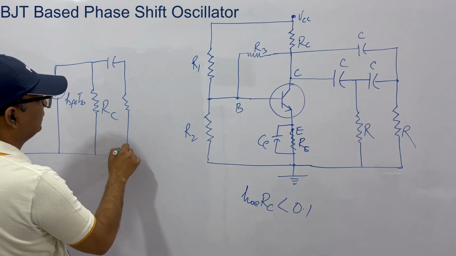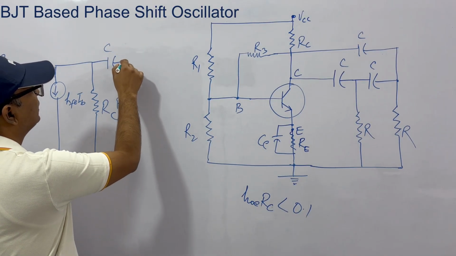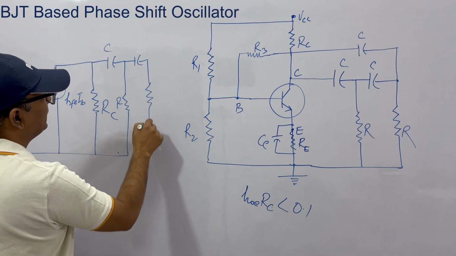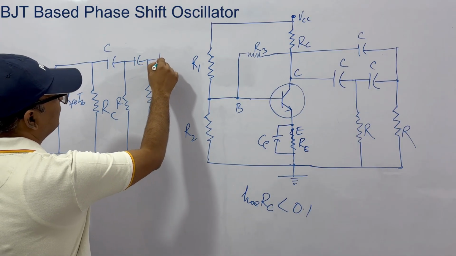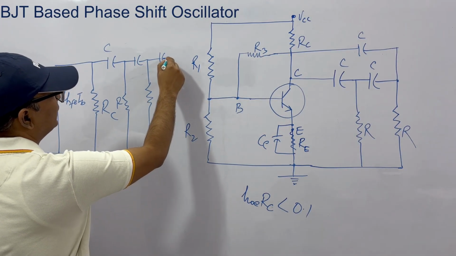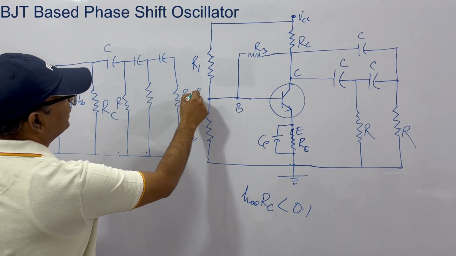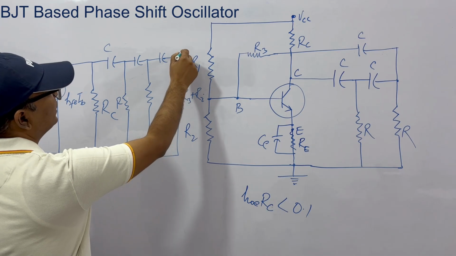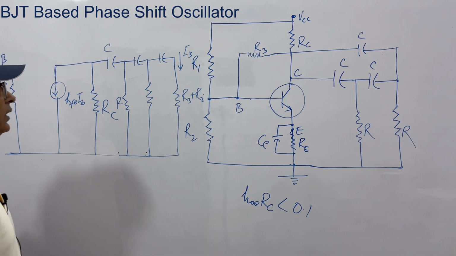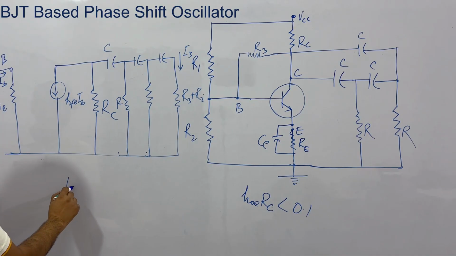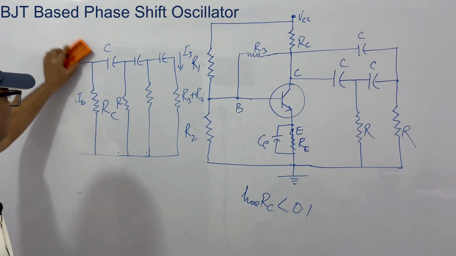First is this one, C into R, then again C into R, and then finally this C into this. That is, I told you, this is actually R3 plus Ri. This is your I3, that is the output current, and this is IB. So we have to keep I3 by IB equal to or greater than 1. So this is the simplified model. You can do mesh analysis and get results.